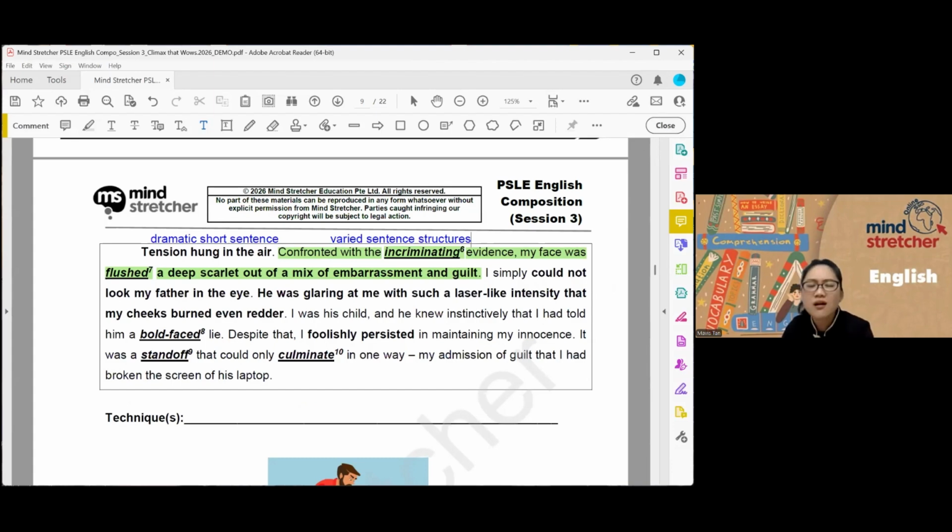Confronted with, comma, my face was flushed a deep scarlet. Now take a look at this whole phrase. I want you to learn how to use the word flushed instead of my face was as red as a tomato. Okay, let's move on from that. See, it was flushed a deep scarlet. Scarlet means red. Was flushed a deep scarlet out of a mix of embarrassment and guilt. Learn how to spell embarrassment, embarrassment and guilt. So it's mixed.